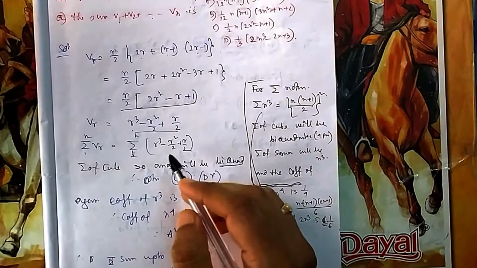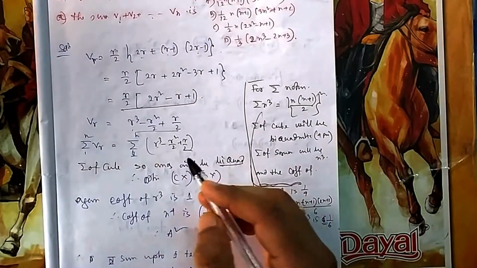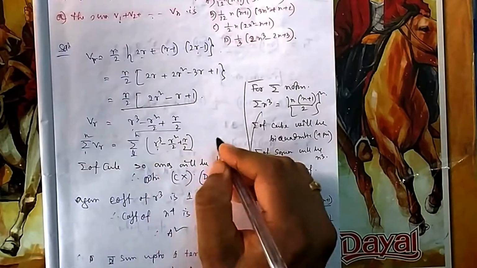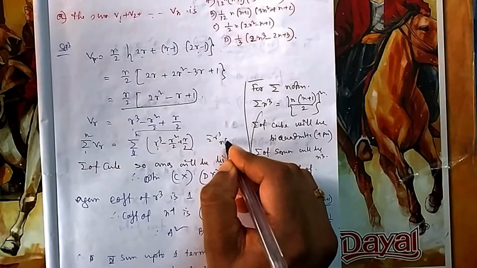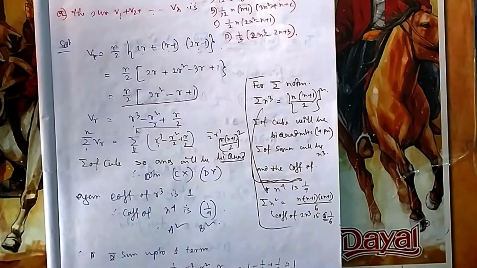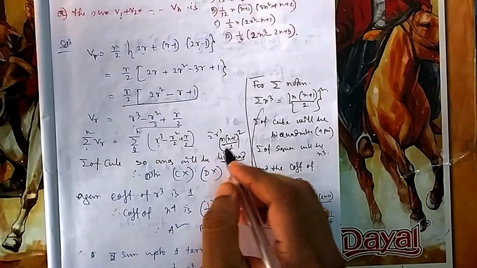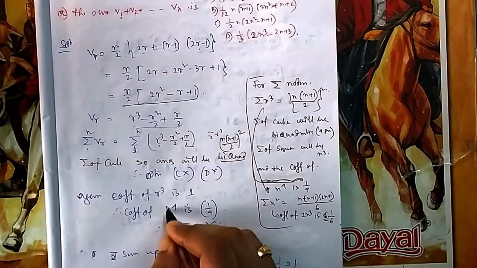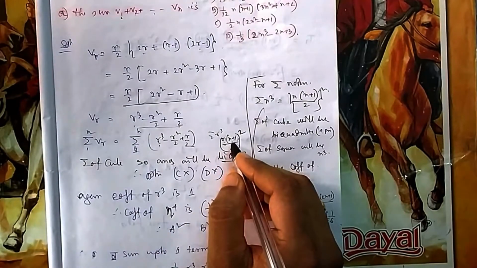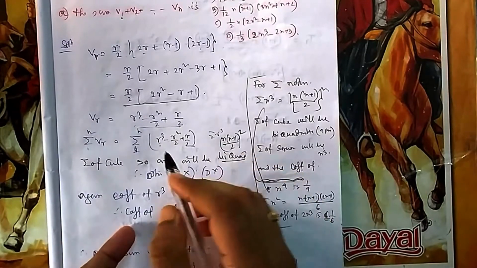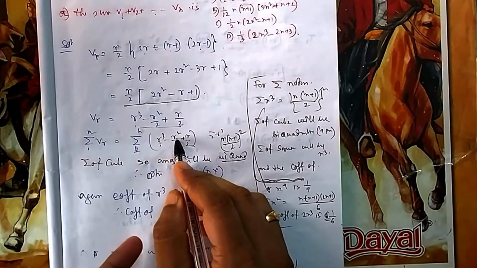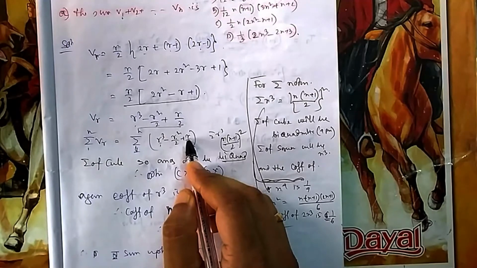What will be the coefficient of R cube here? It will be 1. What is the summation of R cube? Summation R cube is n into n plus 1 by 2 whole squared. That is n to the power 4. The highest term will be n to the power 4. The highest power is 4 here, because this will give you cube and this will give you square.